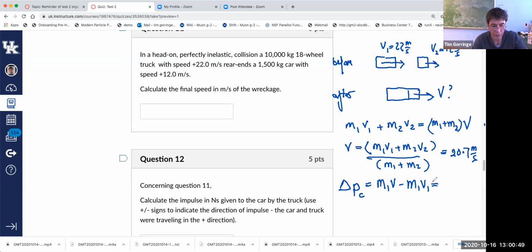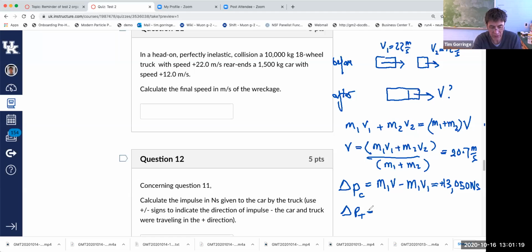But if you plug them all in, I calculated this and I got an answer that was 13,050 newton seconds. And it's positive. The impulse given to the car is in the positive direction, the direction in which the truck and the car were originally moving. Now, you could do the same sort of calculation for the truck.